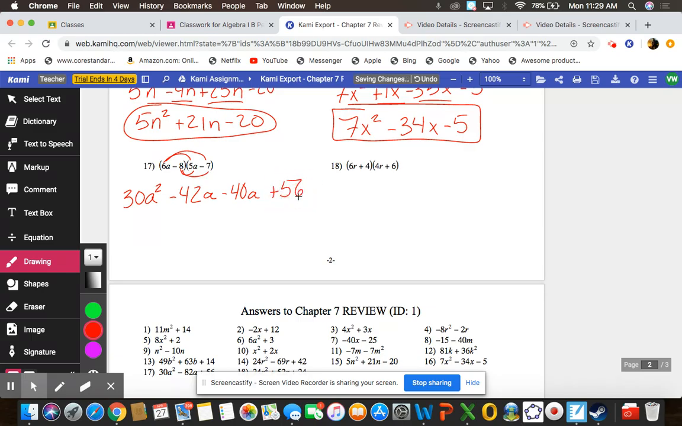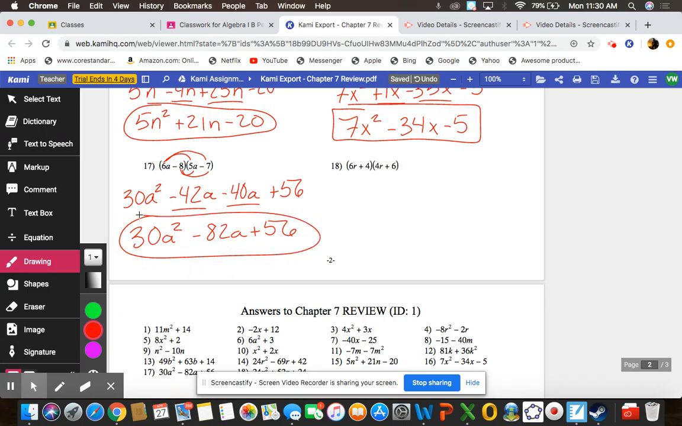Now, you may have noticed that some of these numbers, after you multiply them, they're getting a little bit large. Don't let that intimidate you. You've got a calculator for a reason if you need the help. So, combine our like terms. We got a negative 42A minus a 40A. That leaves me with a 30A squared, because nothing else has an A squared. And that is minus 82A. And here I've got a positive 56. And that's the answer to number 17.